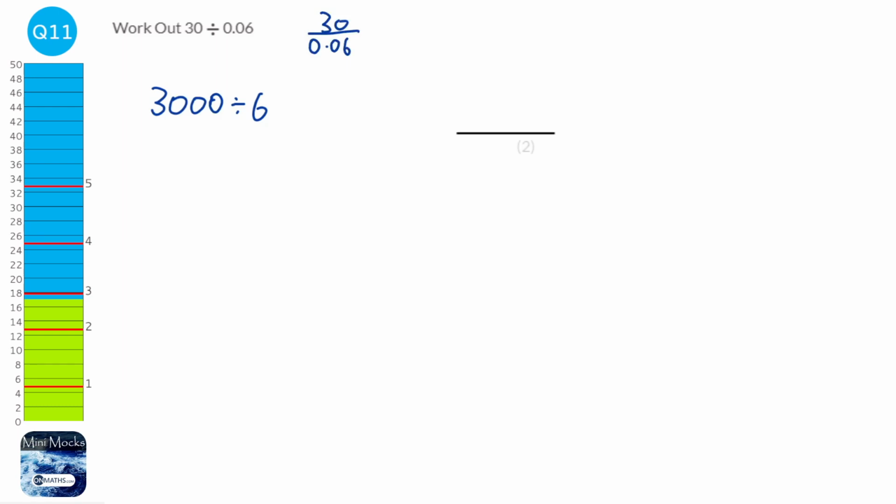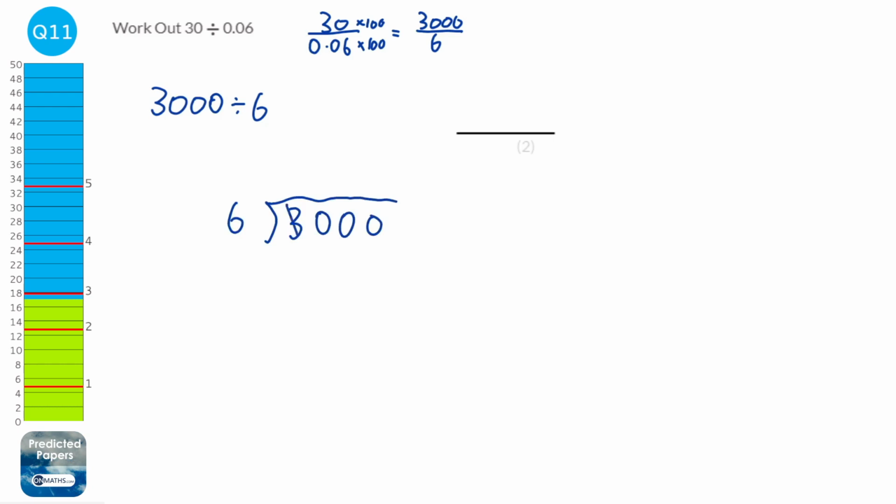And you know with fractions, you can just times the top by something and times the bottom by something. It doesn't change the fraction at all. It just keeps it exactly the same. So we're going to use the bus stop method to find out what that is. So we're going to divide that out. 6 doesn't go into 3, so carry that. 6 into 30 goes 5, 6 into 0, 6 into 0. So that's going to be 500.